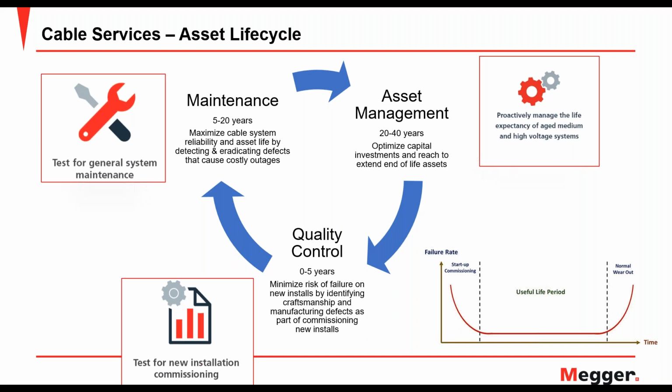So we can actually do quality control testing. This is that commissioning or acceptance testing, minimizing the risk of failure on new installs by identifying those craftsmanship issues, manufacturing defects. It could be shipping and handling, but basically looking to extend the life of that new asset. And then having regular maintenance throughout the useful life period, maximizing the cable system reliability and asset life by detecting and eradicating defects. And then extending the life with a proactive asset management solution of aged medium voltage cables, where you can optimize capital investments and optimize reach of your budget to extend the life of those assets. And we're going to get into that as we move forward here.